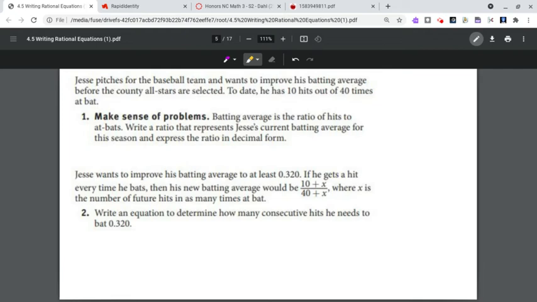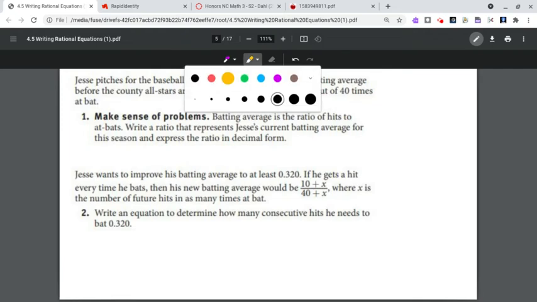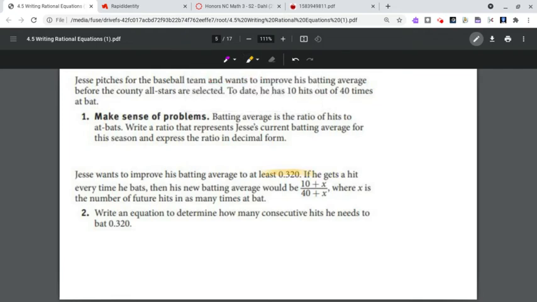Okay, so we're going to go down here. This is what I want to focus on here. He wants to improve his batting average to 0.320.